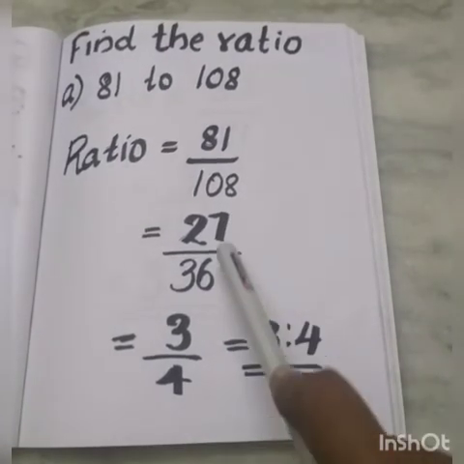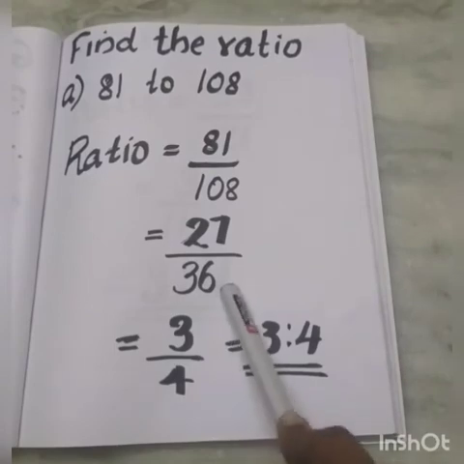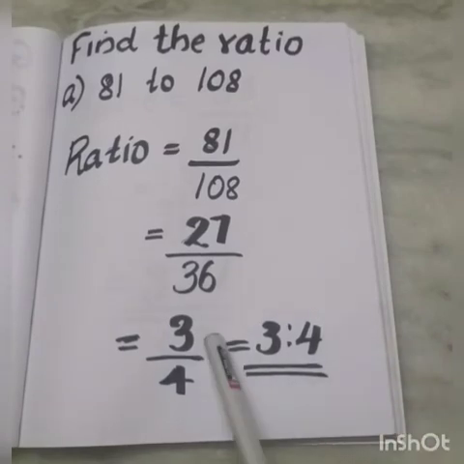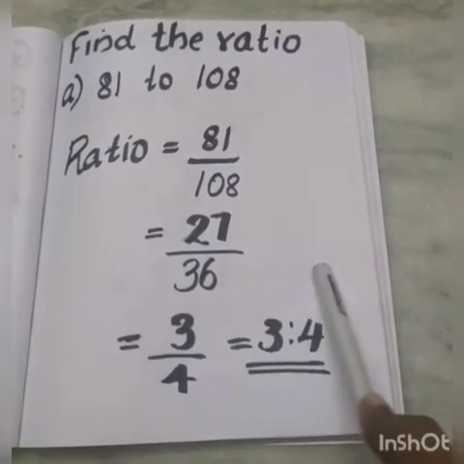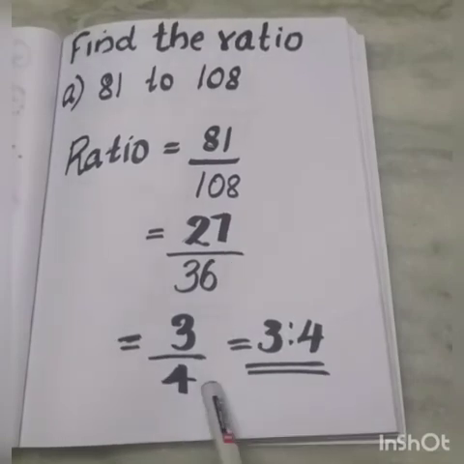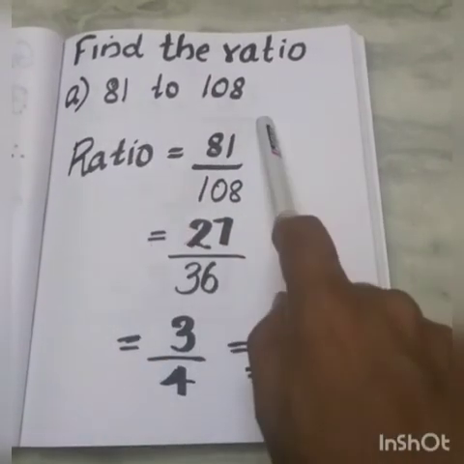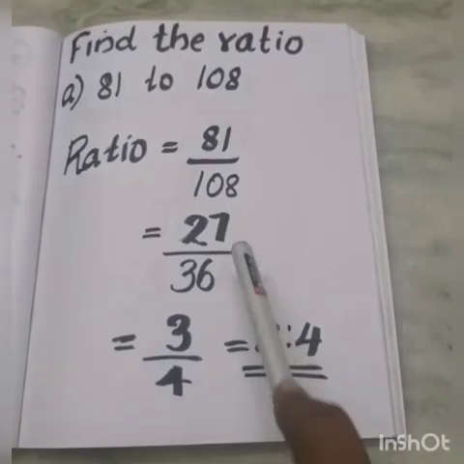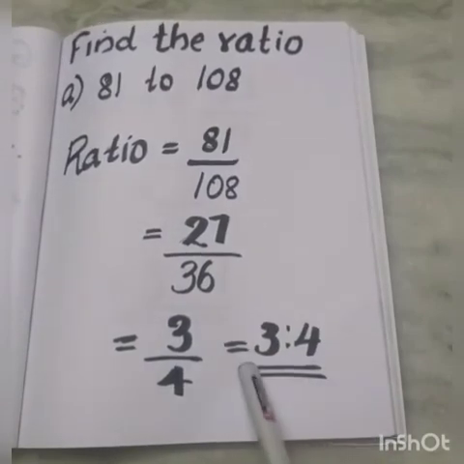Now 27 and 36, which is the common factor? 9 is the common factor. So dividing throughout by 9, 27 divided by 9 I got 3. 36 divided by 9 I got 4. Now 3 by 4, there is no common factor between 3 and 4. So the ratio 81 is to 108 is what? 3 is to 4. So once you are getting the ratio, it should be in the simplest form.